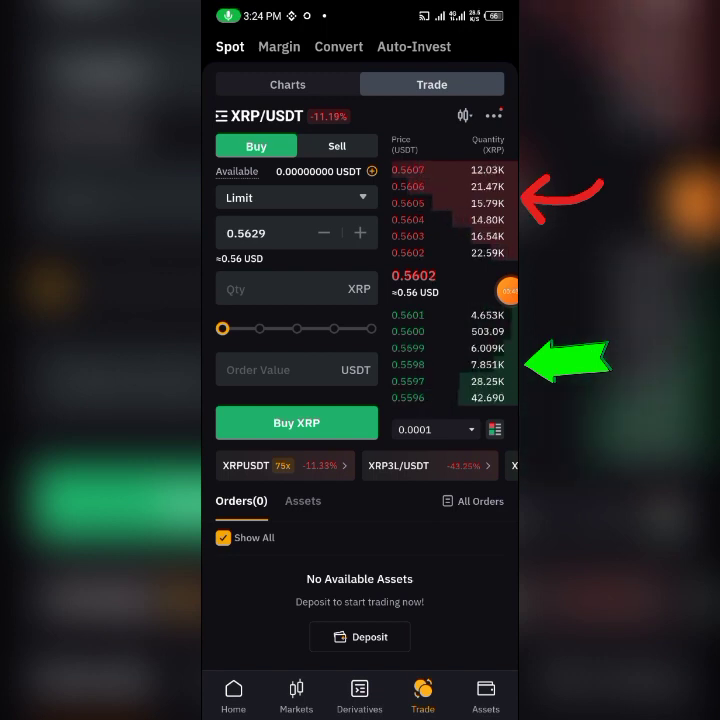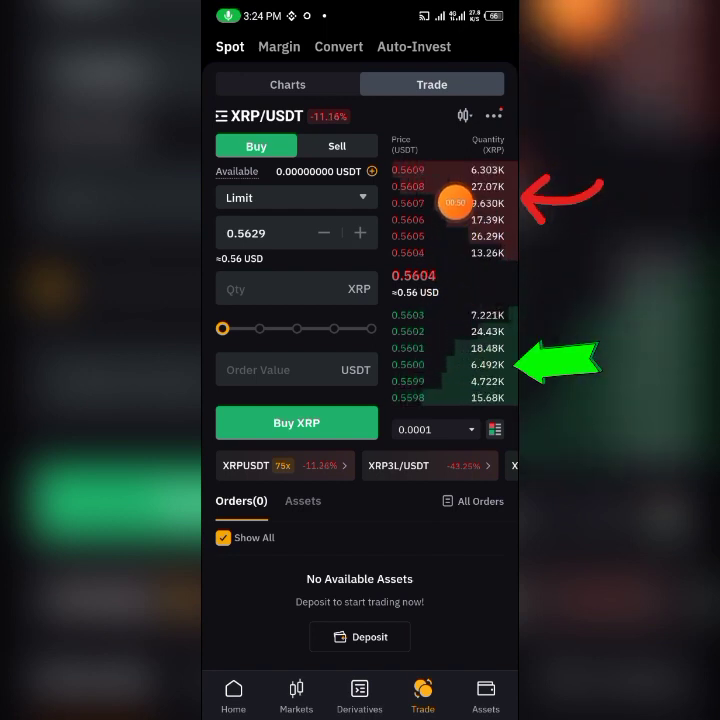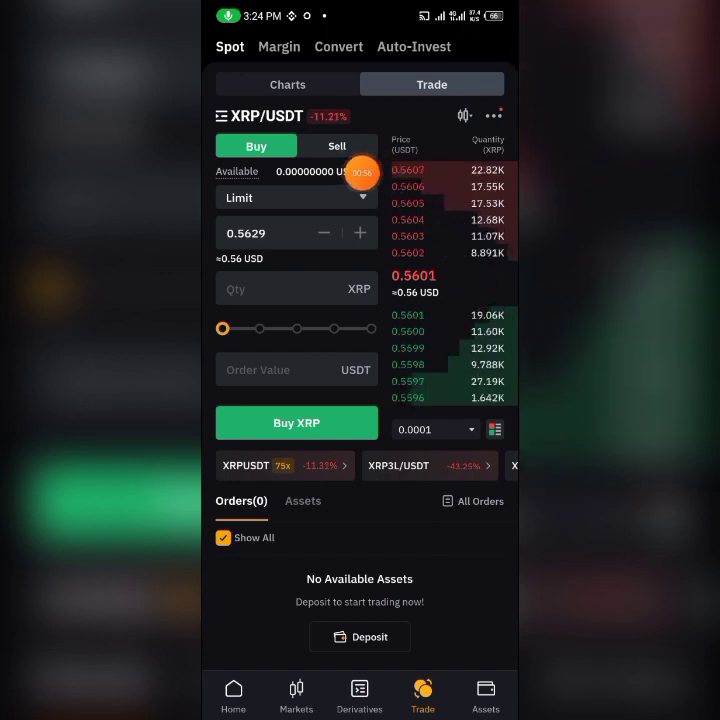Okay, so as you can see now, the market is not stable. It's going up and down. Now I'm using XRP/USDT as an example. Okay guys, now if you are buying XRP using your USDT, you will leave it at buy.